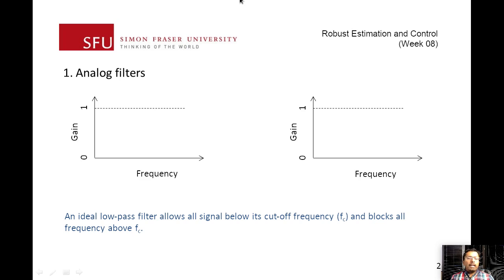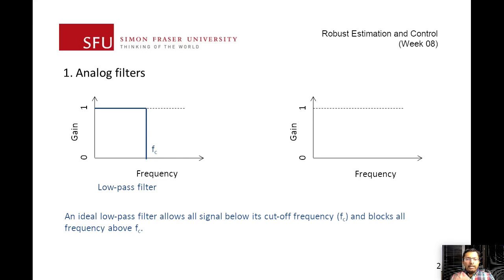An ideal low pass filter allows all the frequencies below a particular cutoff frequency and completely attenuates all of the frequencies above the cutoff frequency. If I wanted to graphically plot it, my response is going to look something like this, where the frequencies below the cutoff frequency are all allowed to pass through, and above it the gain of the filter is going to be 0.